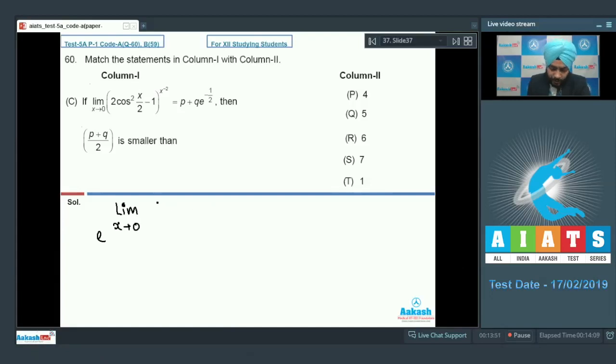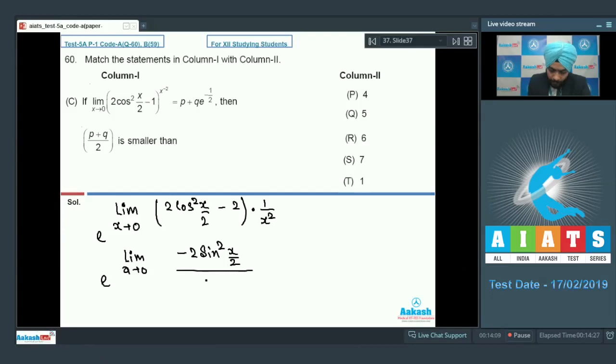fx minus 1 into gx. So this is 2 cos square x by 2 minus 1 minus 1. So minus 2 into gx, 1 upon x square, which will give you e raised to power limit x tends to 0 minus 2 sine square x by 2 upon x square, which will give you again e raised to the power minus 1 by 2 directly, because sine square x by 2 upon x by 2 whole square will give you 1, and this will be the answer.